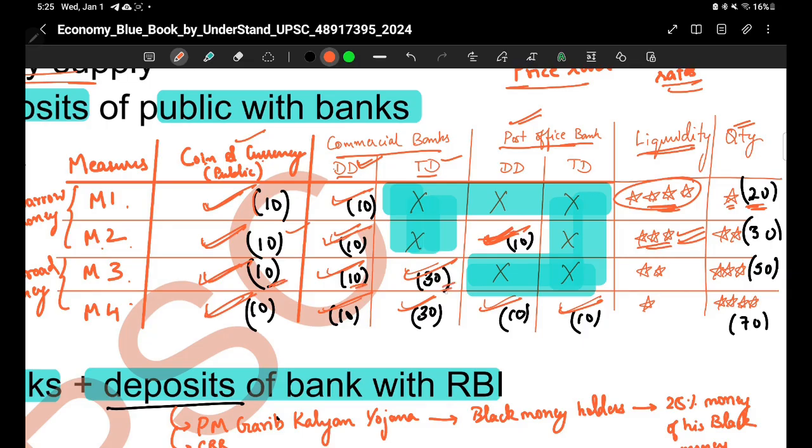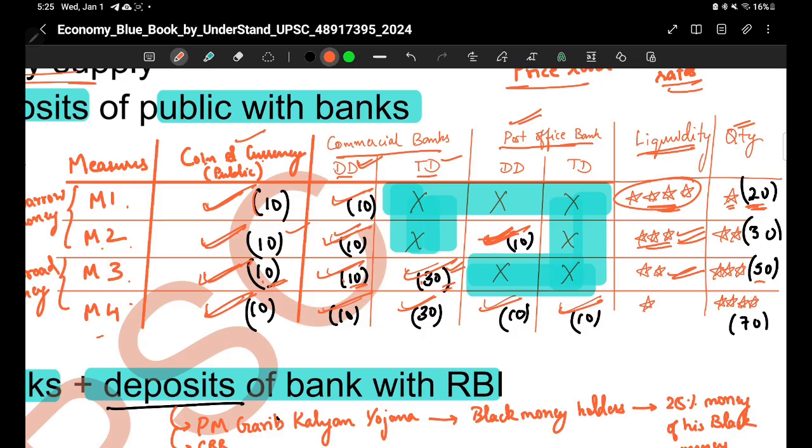Then M3, coin and currency with public 10 rupees, commercial bank demand deposits 10 rupees, and time deposits. Here in this case, time deposits are involved. When you include time deposits, it will be harder to withdraw this money because there is a maturity period during which banks are not allowed to give you that money, so it becomes difficult. So that's why it is less liquid. But since it is giving more interest rate, people park 30 rupees here. So what is the total amount? 30, 10 and 10, so 50 rupees.